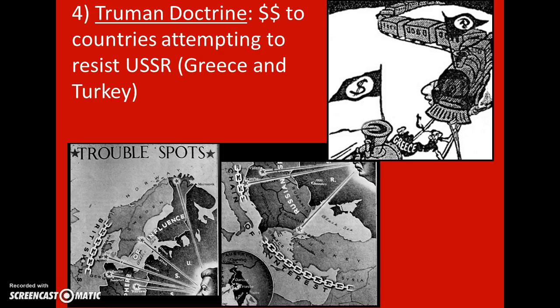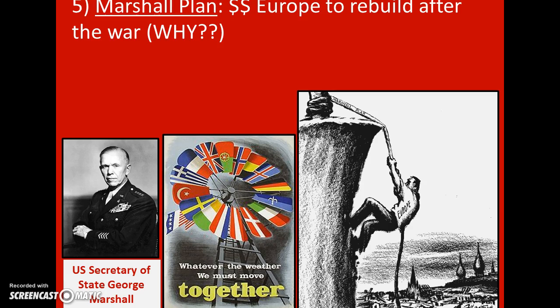A similar plan, the Marshall Plan, wanted to give money to all of Europe to rebuild after the war. This would be important because we wanted to be sure to support Europe before the USSR did, and also because it was important for the United States to be able to trade with other countries, as that is what our economic growth was built upon.